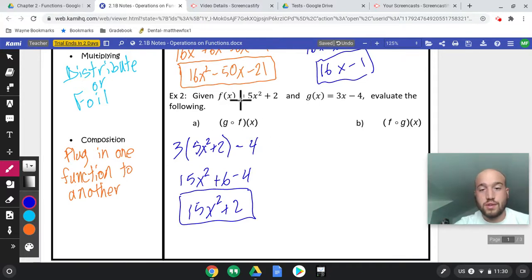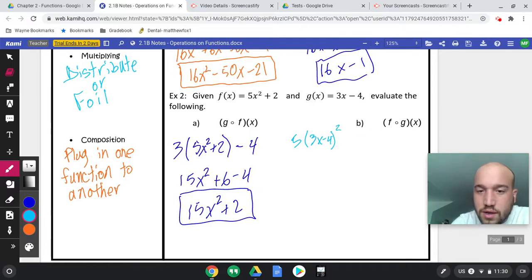Now, I want to show you g of f of x. That's where we start with g and plug the f in. Here is f of g of x. This is going to be a totally different answer when we start with f and we plug g into it. Okay, so follow along with me. We're going to start with f, so it'll be 5. Then in the parentheses here, we're going to do the 3x minus 4. And all of this will get squared, plus 2.